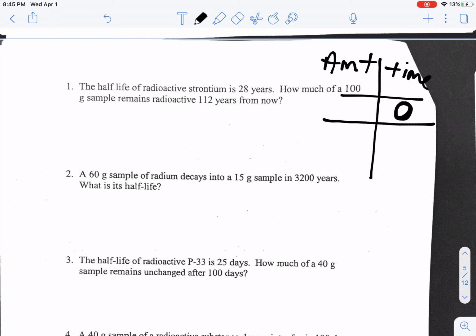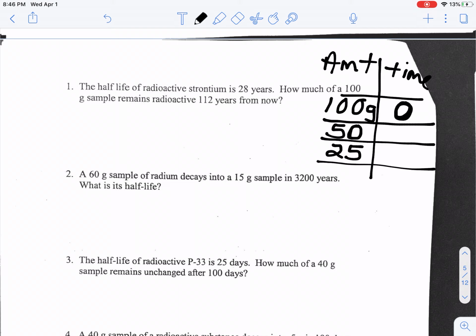So number 1, it says the half-life of radioactive strontium is 28 years. How much of a 100-gram sample remains radioactive in 112 years from now? So the amount right now when I start my stopwatch is 100 grams. The amount side, you're going to chop in half every time. So 100 in half is 50.